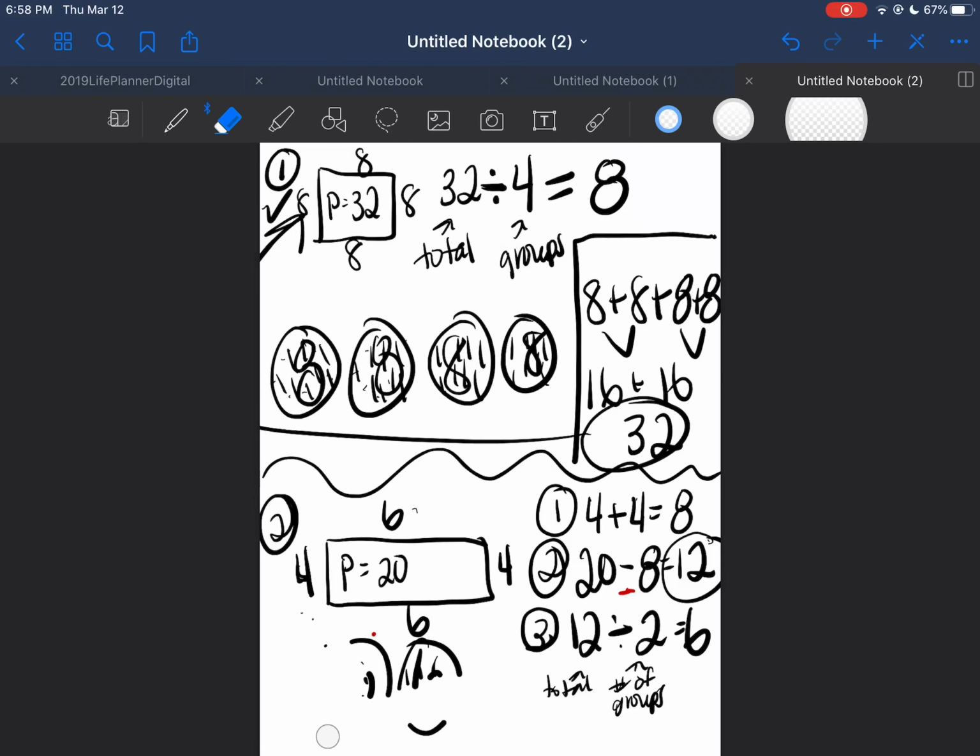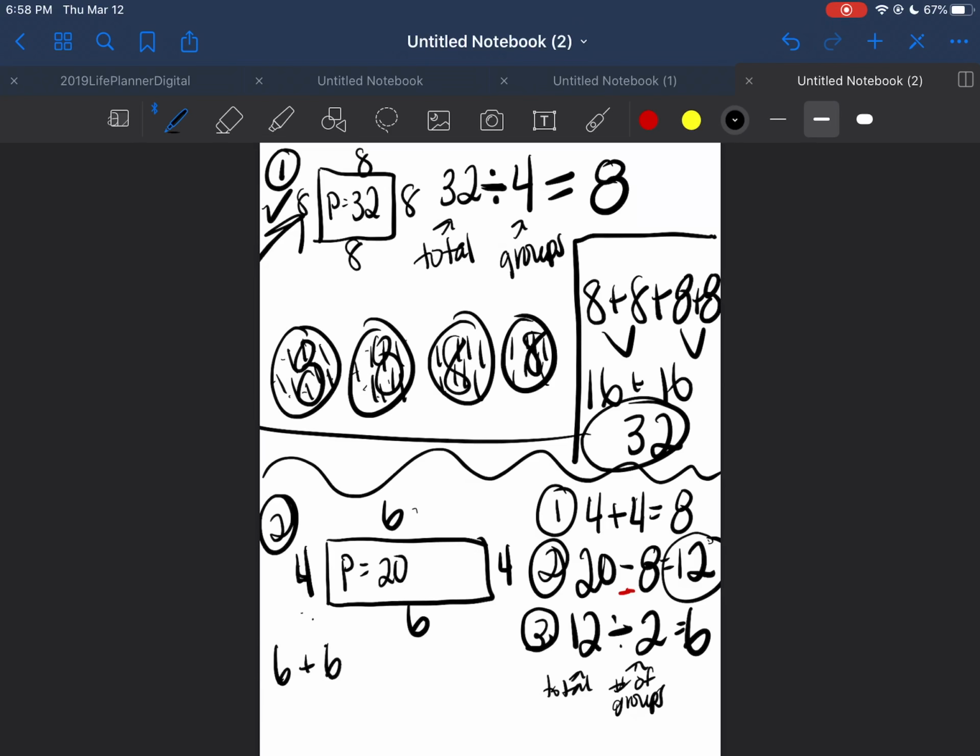Let's check our work to make sure we're right and that we can prove our answer. Remember, we're going to add all of our sides. 6 plus 6 plus 4 plus 4. 6 plus 6 is 12. 4 plus 4 is 8. 8 plus 12 equals 20.